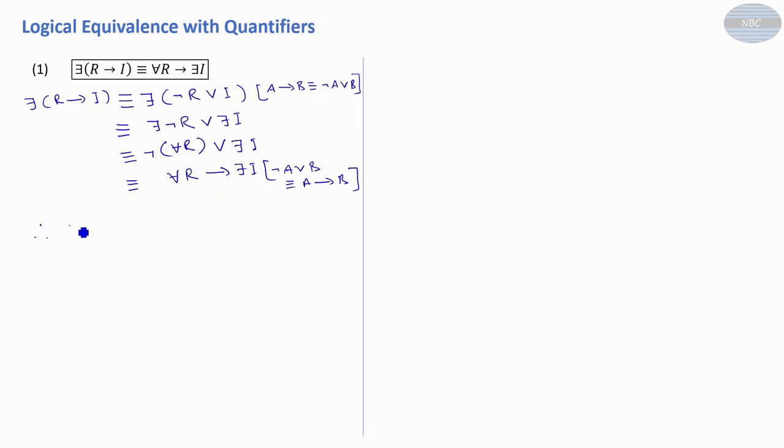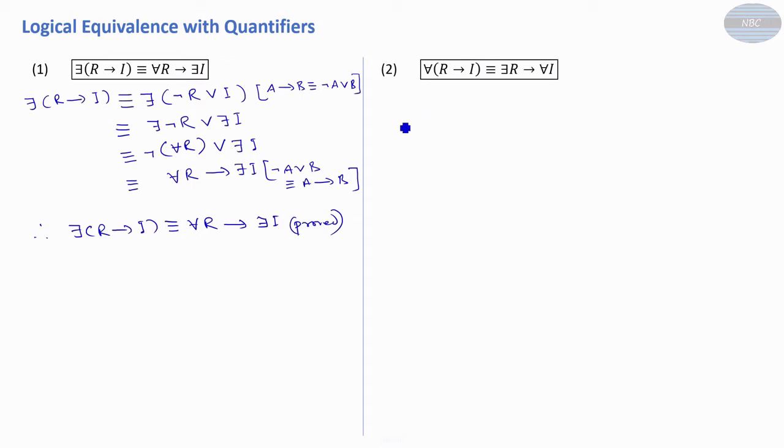So we have there exists x, P conditional Q is equivalent with for all x, P conditional there exists x Q, or for some x. So we just proved this one. Now comes the second one. Let us prove this one in the same manner.